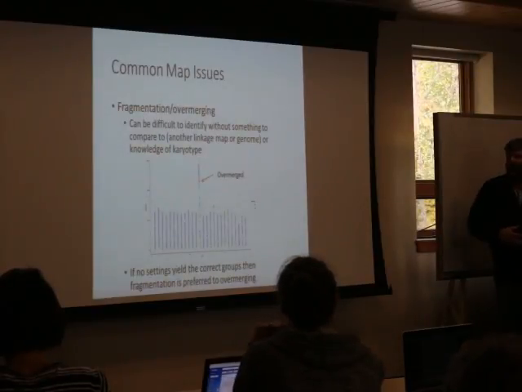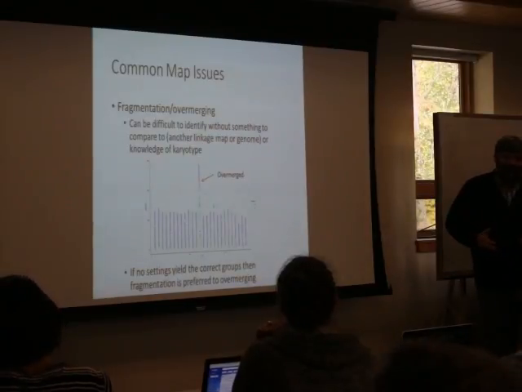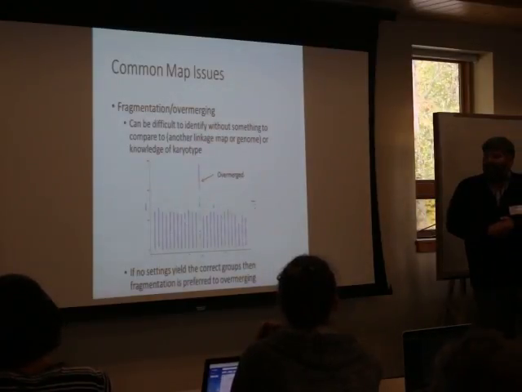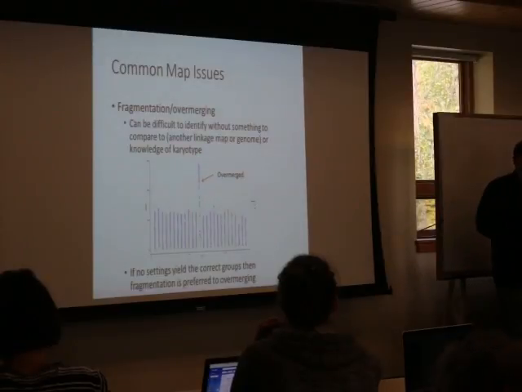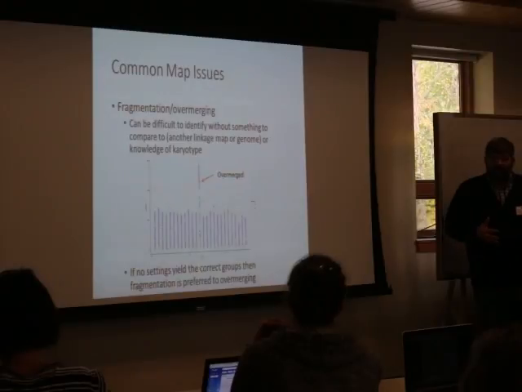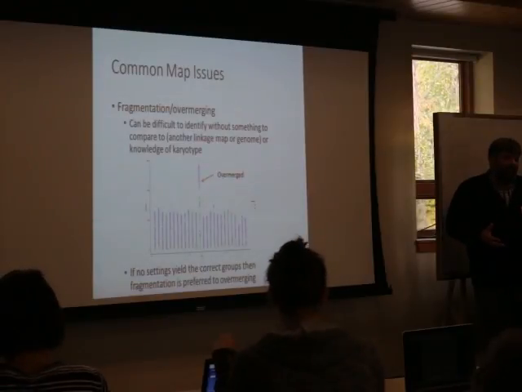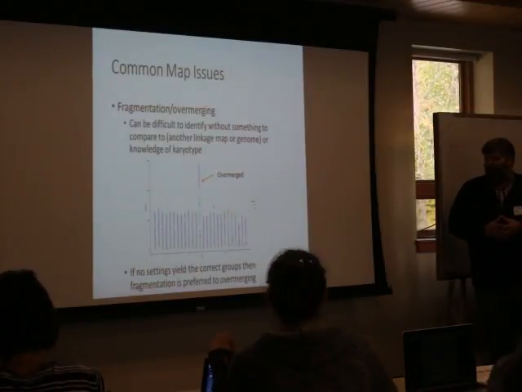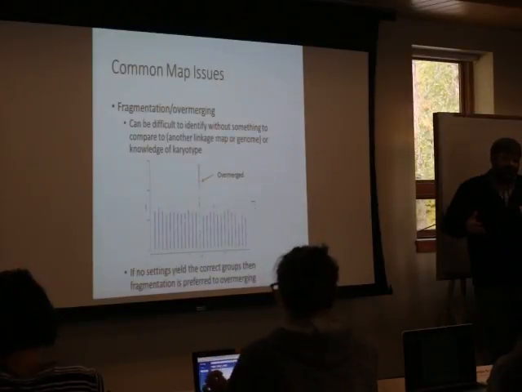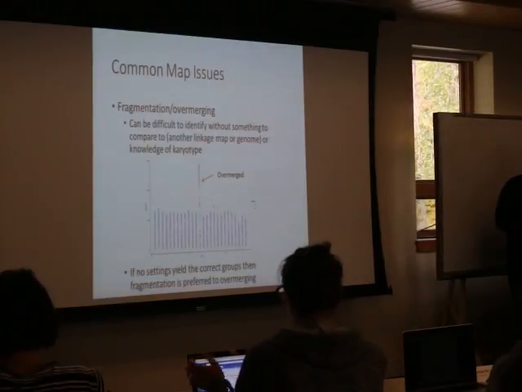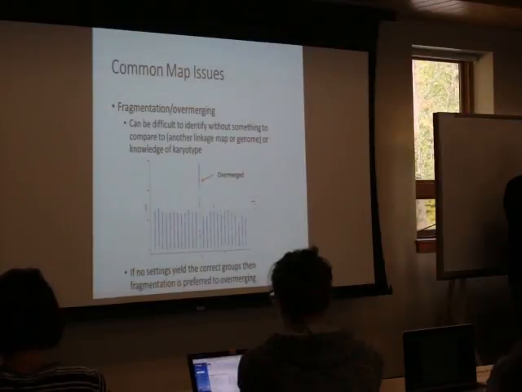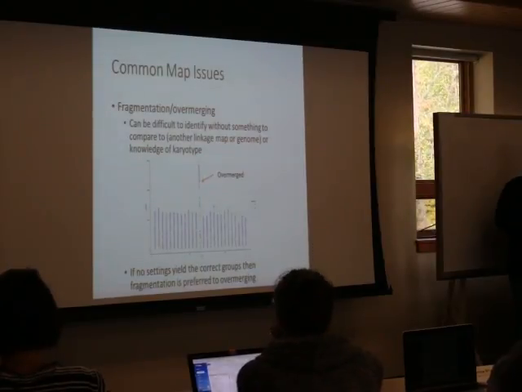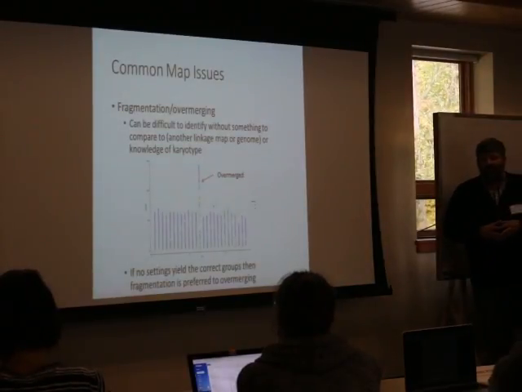So one of the common issues with linkage maps is fragmentation or overmerging. And these can actually be really difficult to identify in the absence of something to compare to. If you don't have a genome or another linkage map, it can be hard to tell if there's fragmentation or overmerging going on, because you could have a situation where you have the correct number of linkage groups, but one of those linkage groups is a combination of two, and another two are fragmentation. So you have the correct number, but the linkage groups are still incorrect.